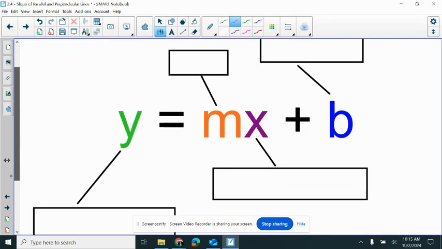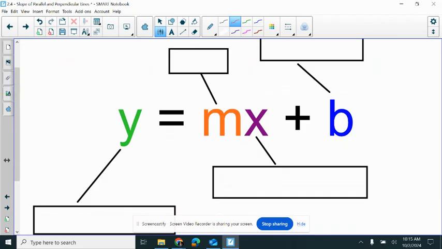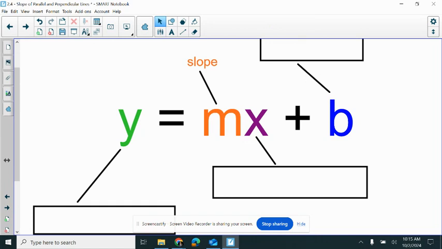Then we have the slope-intercept form of an equation. The 2 points that we want to focus on: m always stands for slope, and b stands for your y-intercept. Whenever the equation is like y equals, so when the y is by itself, the slope is always going to be the number next to the x. I'm sorry, the slope is always the number next to the x. Then the y-intercept is the other number.